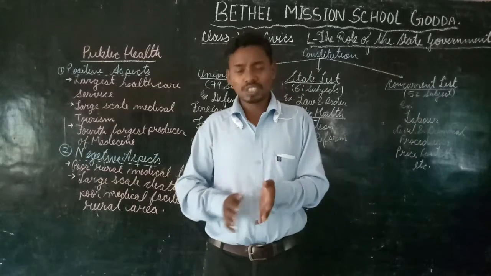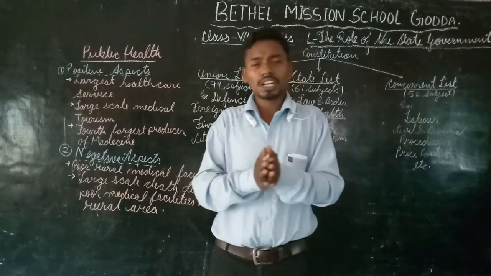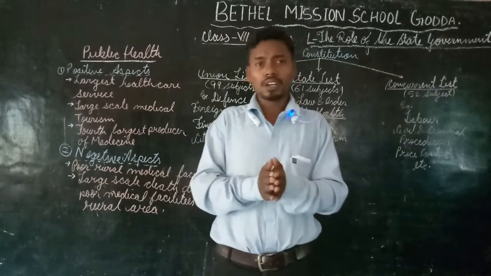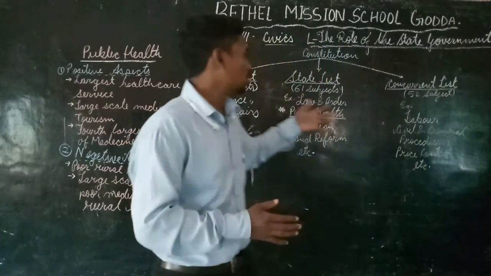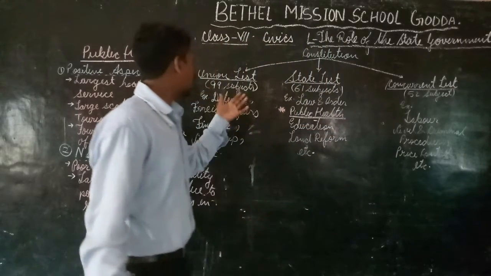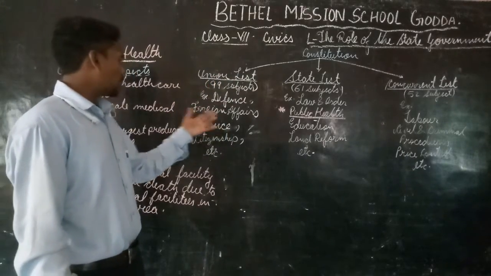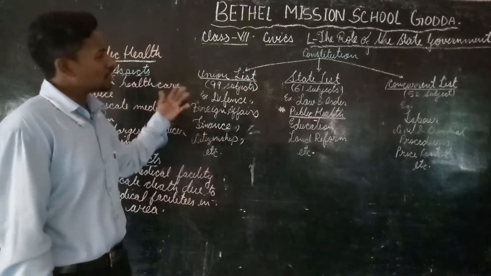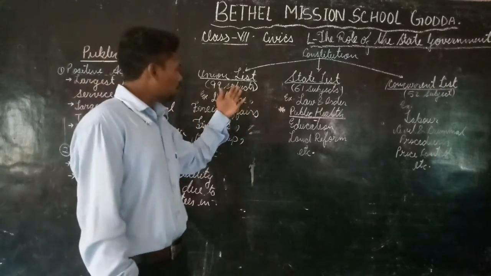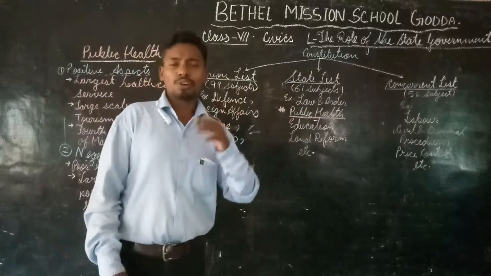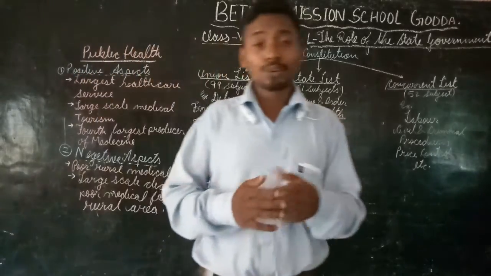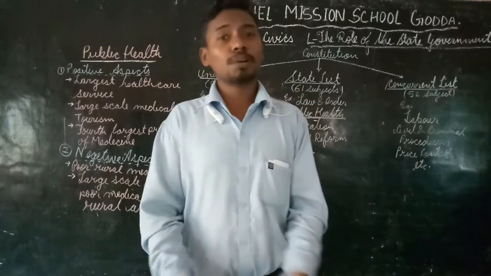So these are some of the important topics discussed in this chapter. I hope you go through this chapter properly. And there are 99 subjects in the Union List also: defense, foreign affairs, finance, and many others. So go through these topics. These are very important topics, and try to solve the questions and answers of this chapter.